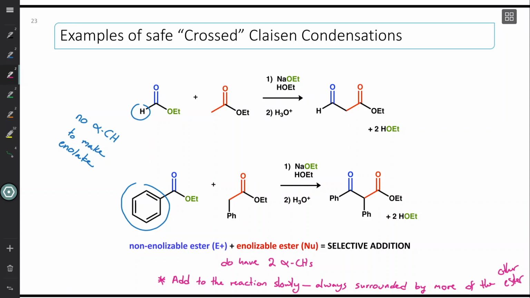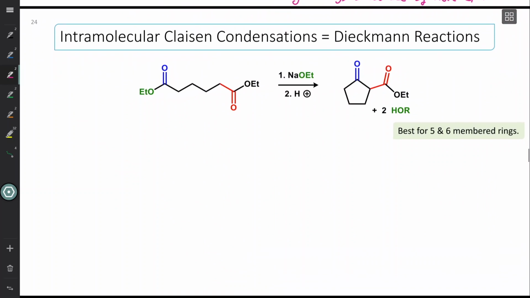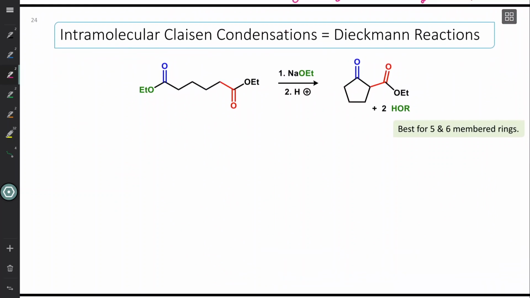Okay, so those are, again, little tricks to do a safe cross-Claisen. Okay, next up is an intramolecular Claisen condensation. It's called a Dieckmann reaction, but who cares? It's just an intramolecular condensation.